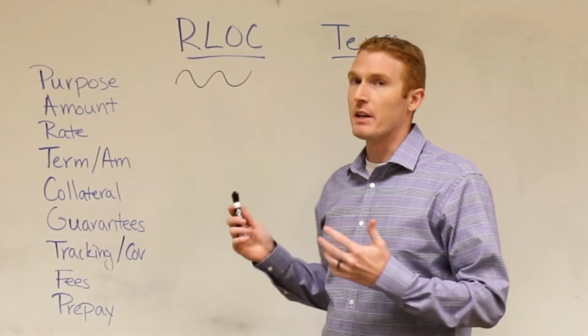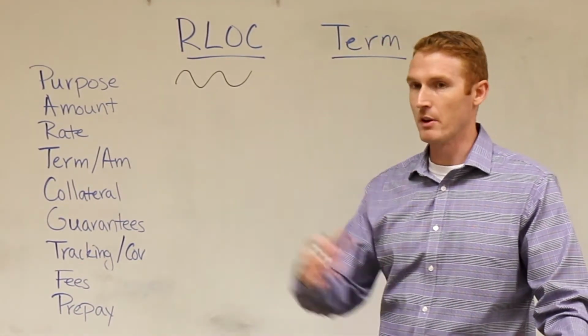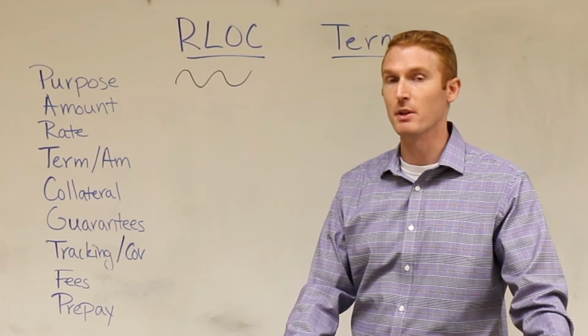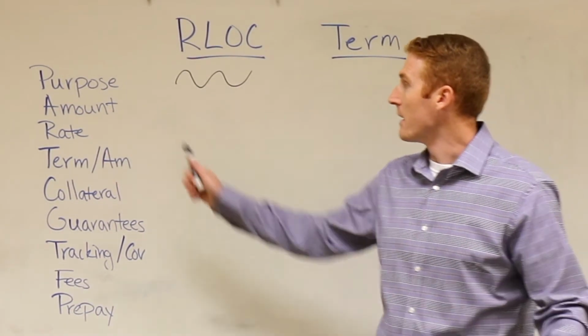But that amount can vary from a small business of $5,000 to a very large business that has hundreds of millions of dollars of revolving line of credit availability. The next part is rate.